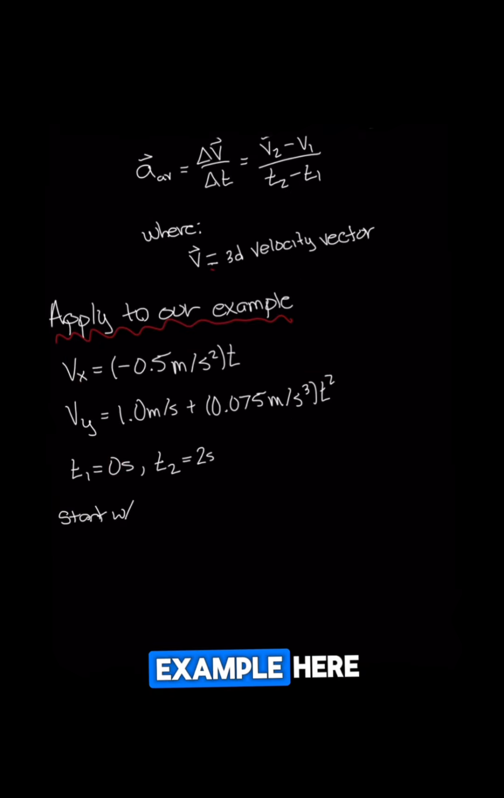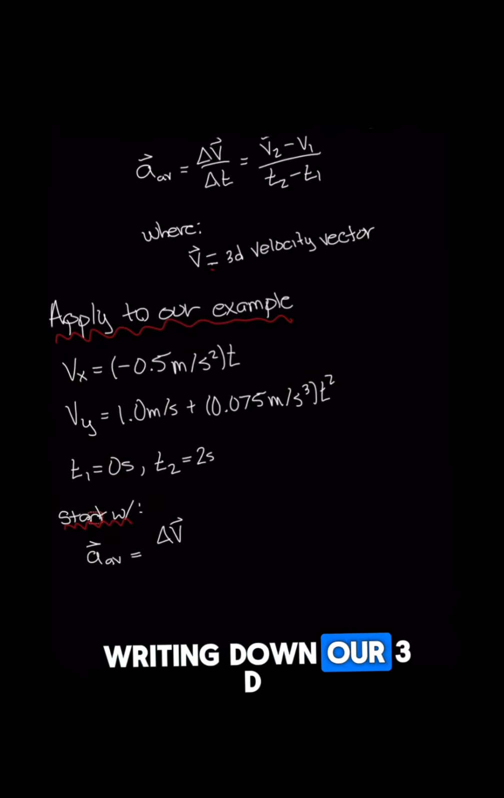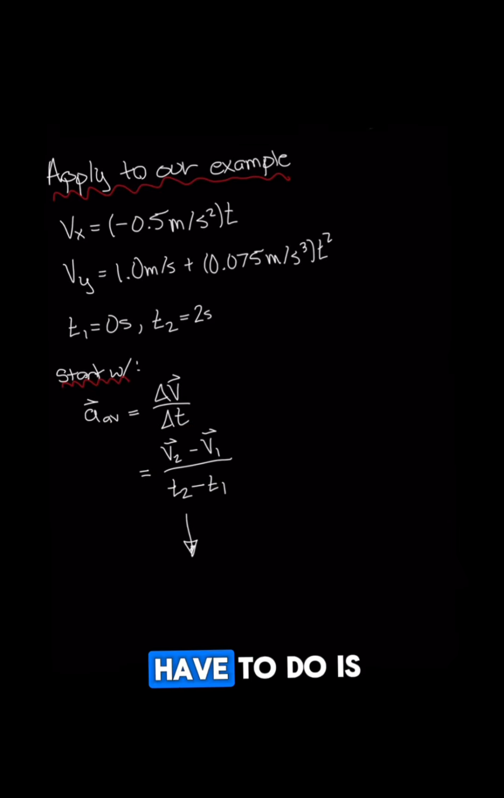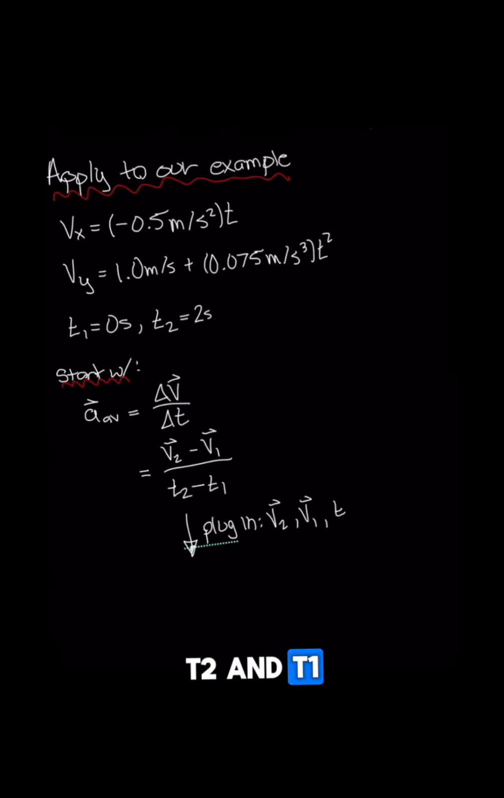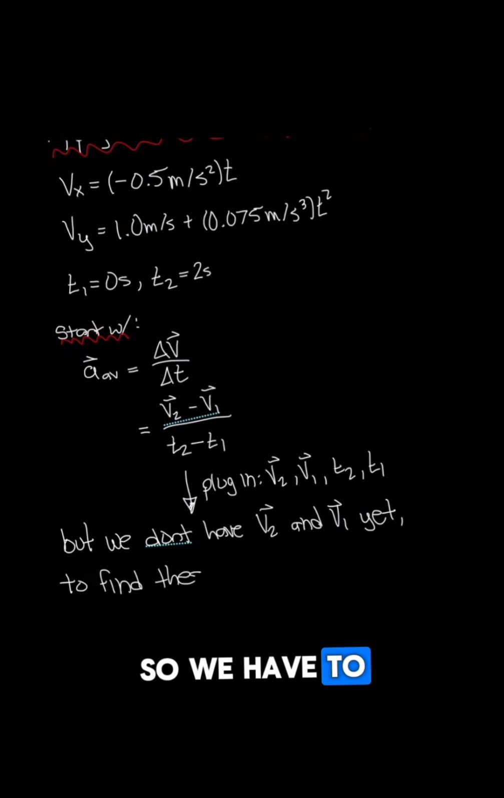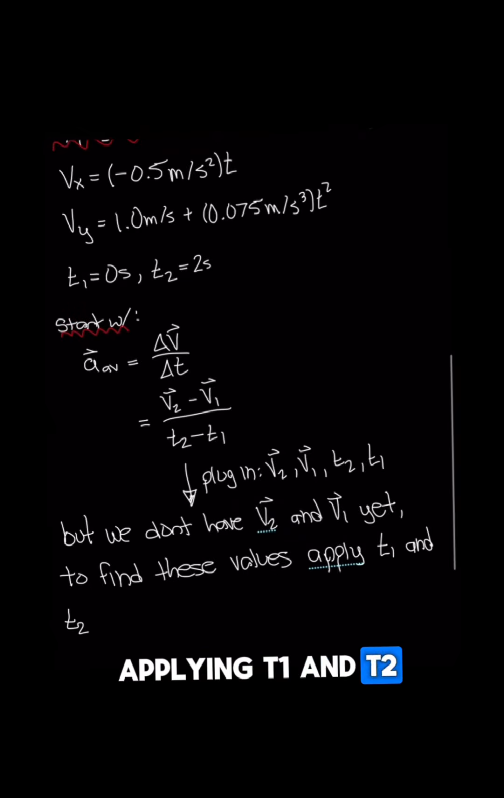So this is the example here, and so we can start with writing down our 3D average acceleration equation. We can write it in this more useful form, and then all we have to do is plug in v2, v1, t2, and t1. But now we're just realizing that we don't have the v2 and v1 vectors yet, so we have to find these values by applying t1 and t2 to our equation.